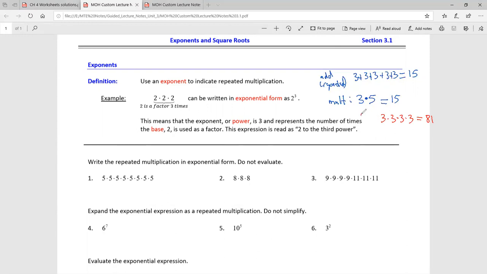So this is the multiplication version, which is repeated over and over and over. The exponent version: what you do is the thing that's being written over and over and over, you'll write that as what we call the base. So the 3 is the base. And then the exponent, the number that's to the top right of that, is how many times you saw that 3 being multiplied by itself. There's 1, 2, 3, 4 of these. So that exponent is a 4.